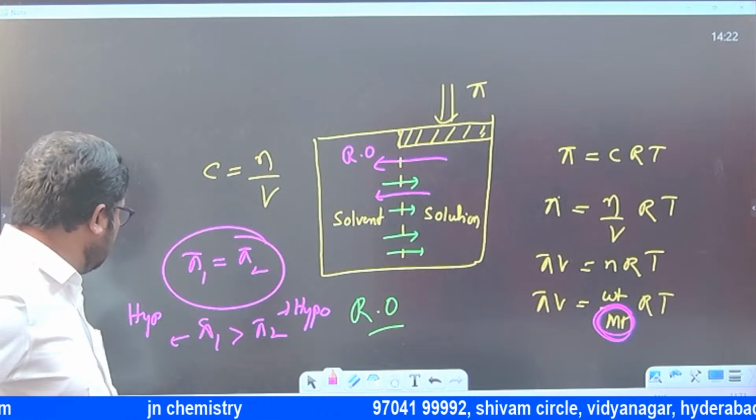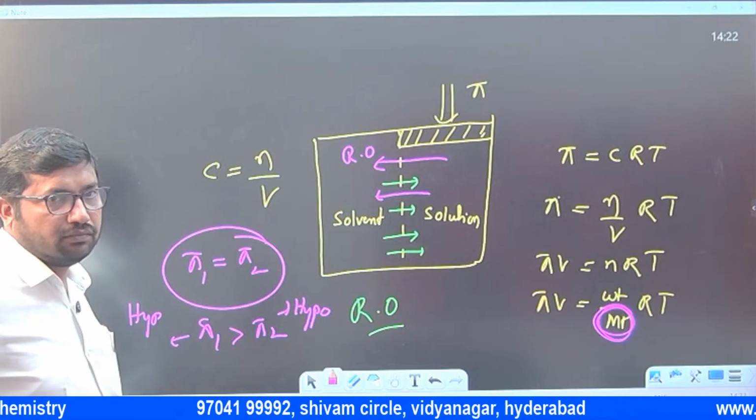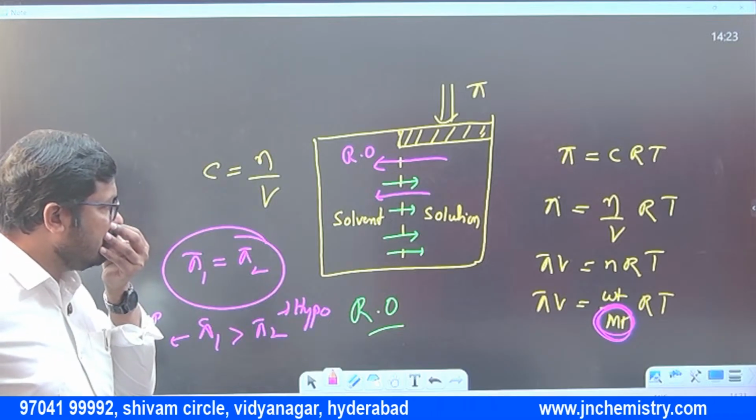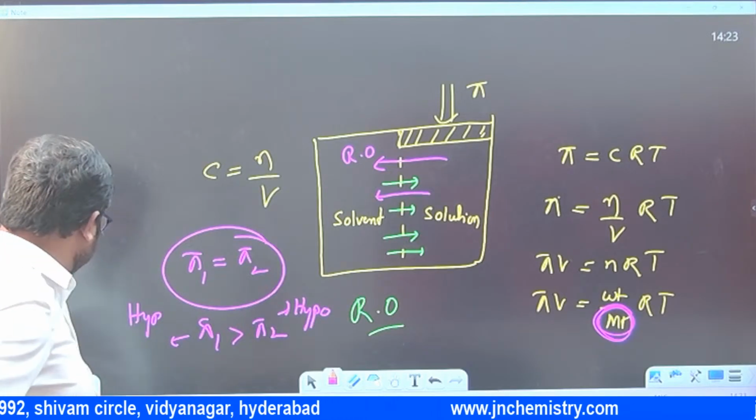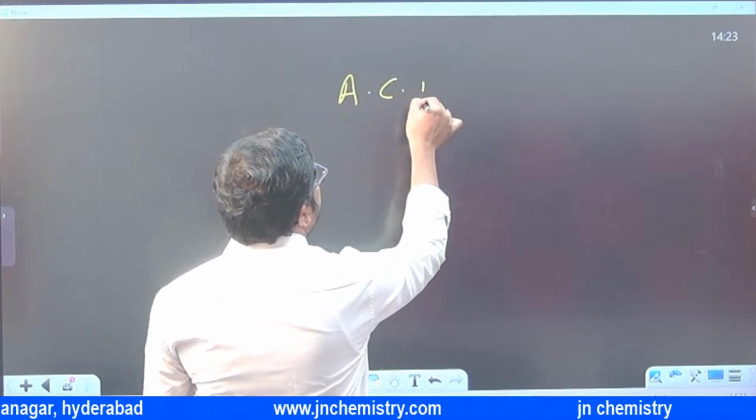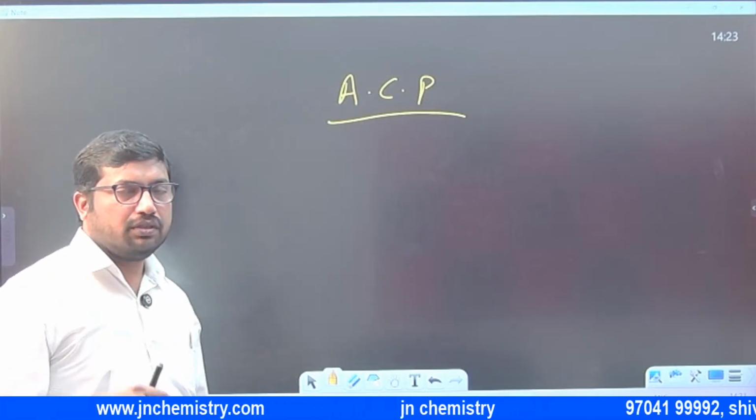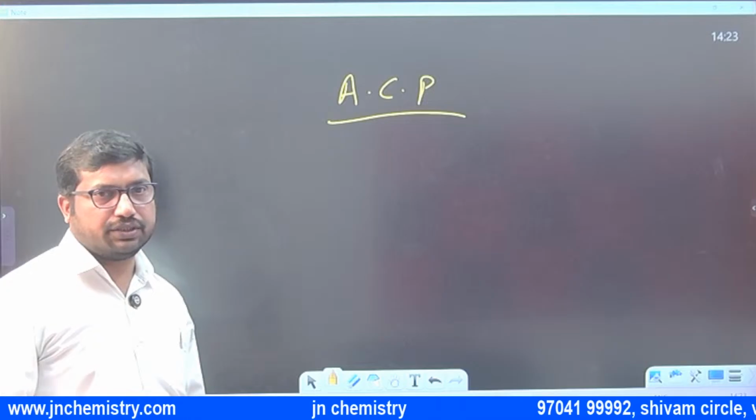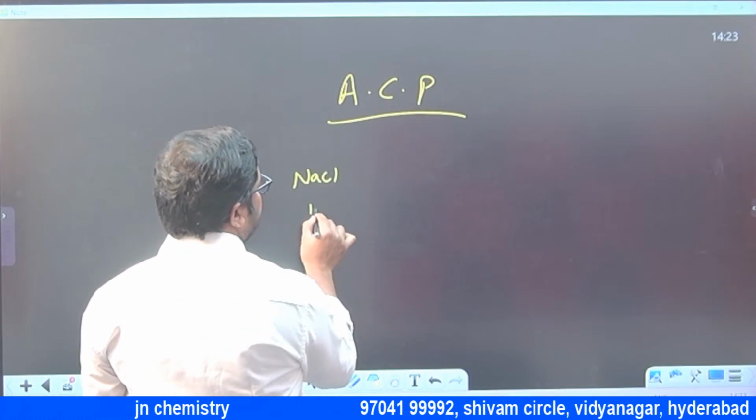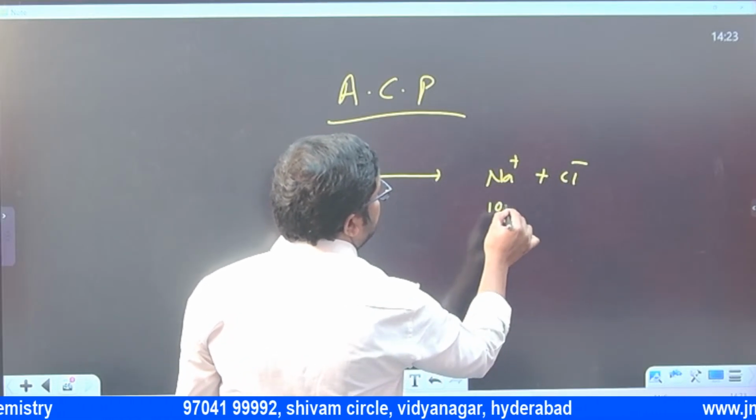So, last topic now, ACP. What is ACP? Abnormal colligative properties. I told you that when we add the solute, it should not undergo association or dissociation. Imagine, for example, NaCl: if I add 100 NaCl molecules to a solution, it becomes Na+ and Cl−. This is 100, this is 100.